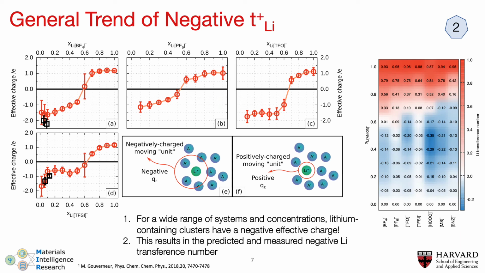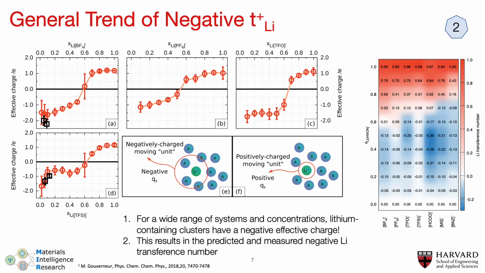Additionally, we developed a computational protocol to measure the so-called effective charge of the cation. So effective charge, you can think of it as the average over all the lithium atoms and over time of the amount of charge that any lithium-containing clusters carries.